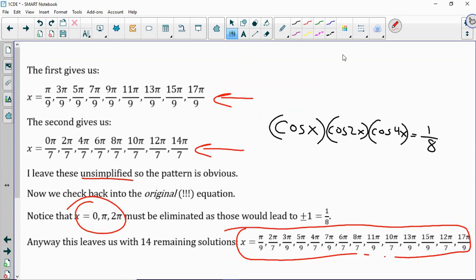And yes, you can verify this graphically. Those are the exact solutions. Boy, that was exciting.